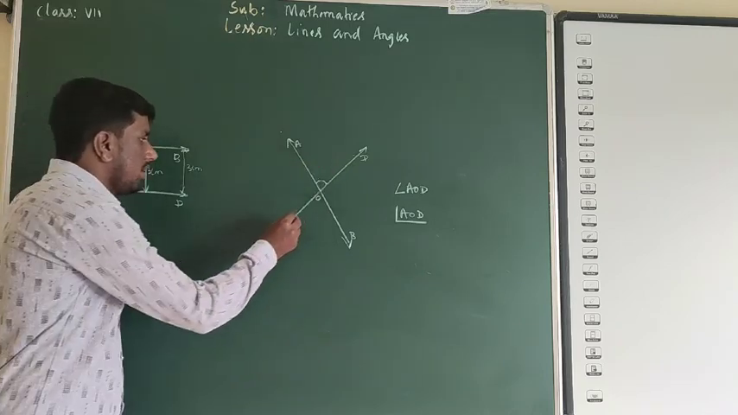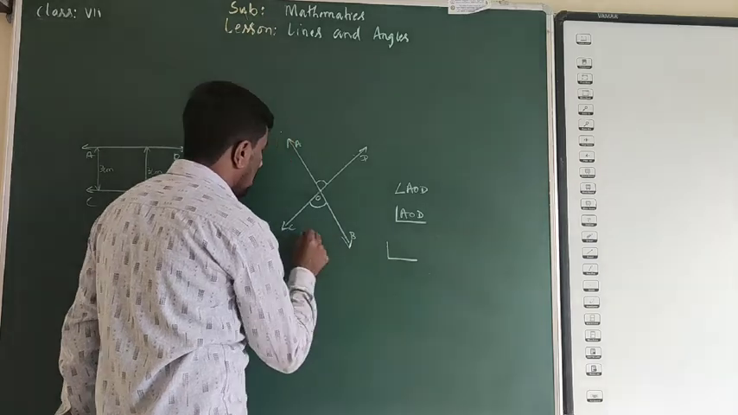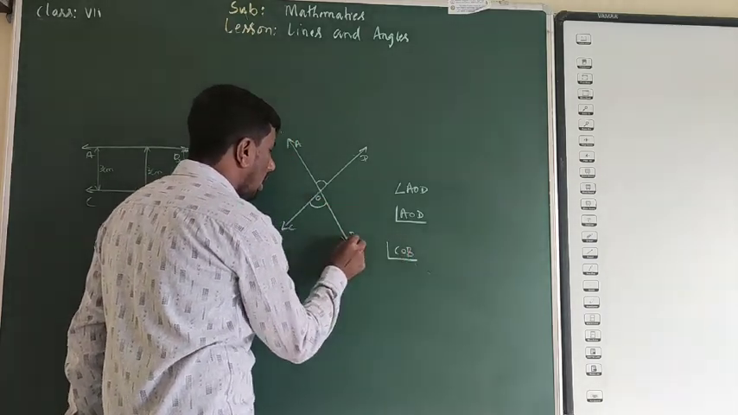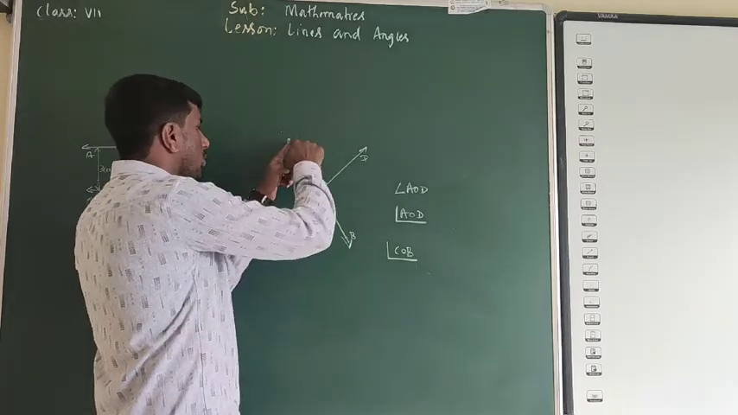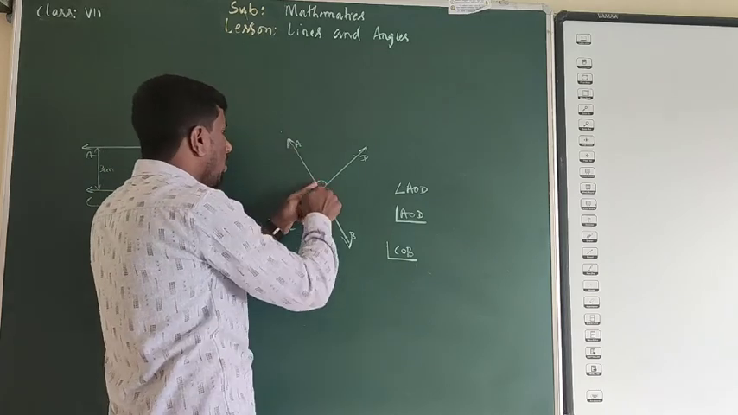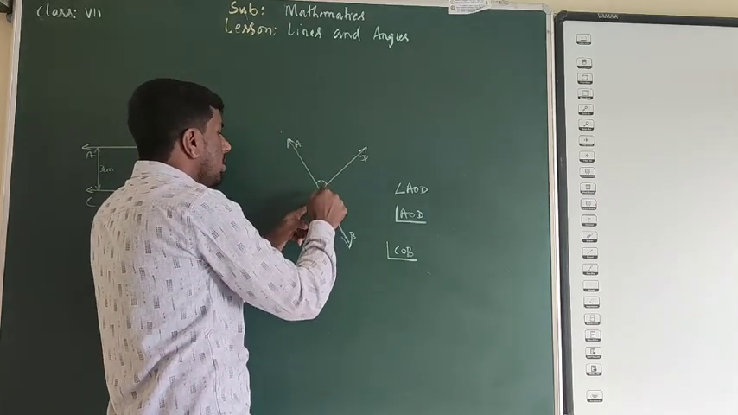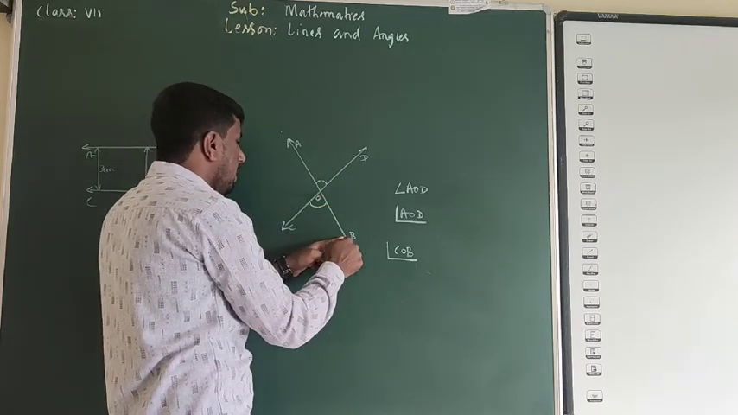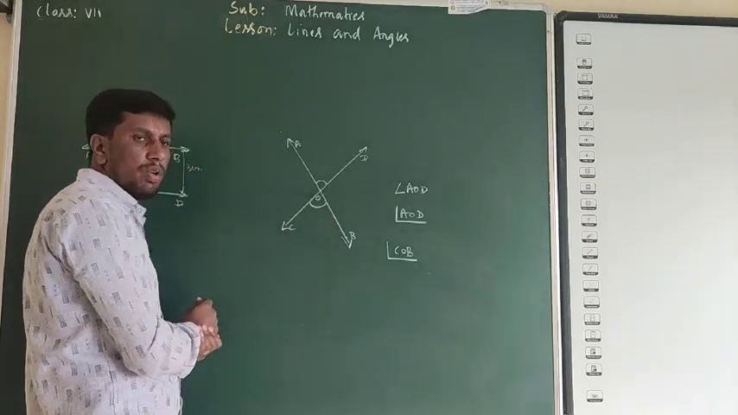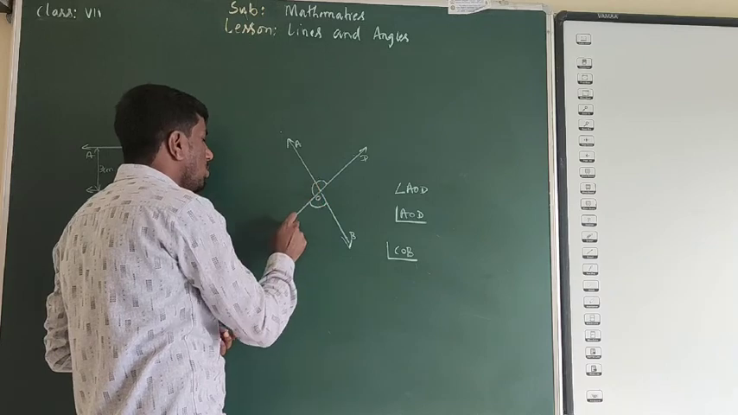Now what is this? How to measure this? That is angle either COB or BOC. Both are same. This is also either AOD or DOA. Both are same. Both will represent this angle only. Similarly, this COB or BOC. Both will represent this angle only. Then again we have one more angle. What is that? AOC.